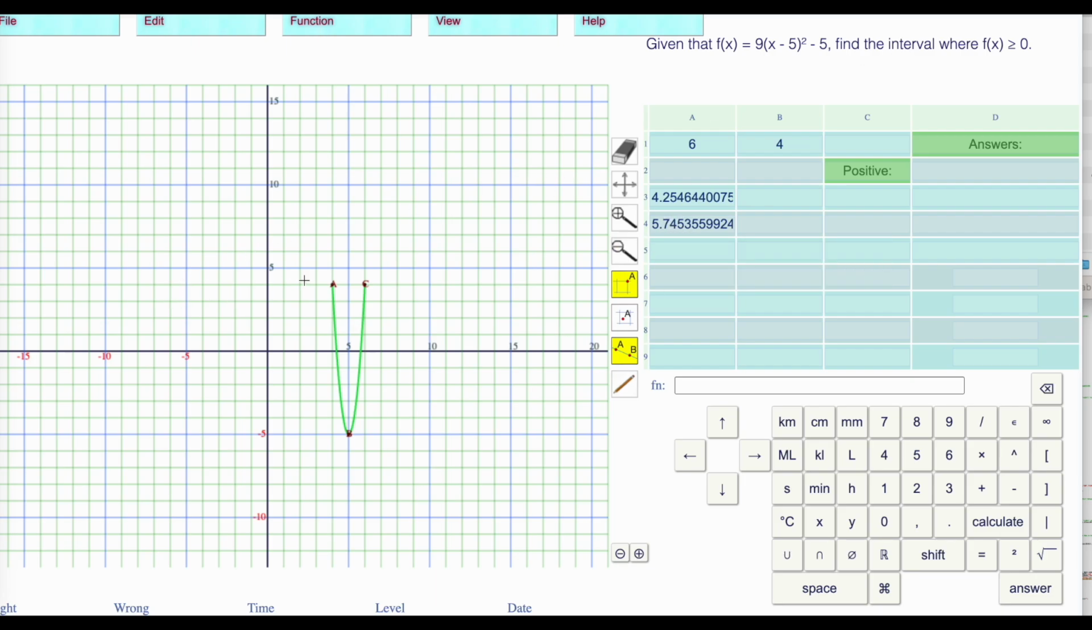This is positive when f of x is greater than or equal to 0. It's positive when x is a member of negative infinity, because this is going to keep on opening up and up and up. So from x is negative infinity until this first 0. X is a member of, open bracket, negative infinity until the first 0, which is 4.254644. Union, because we're putting it together with this region when x is a member of, open bracket, 5.7453555 to infinity, open bracket on infinity. This is the answer.